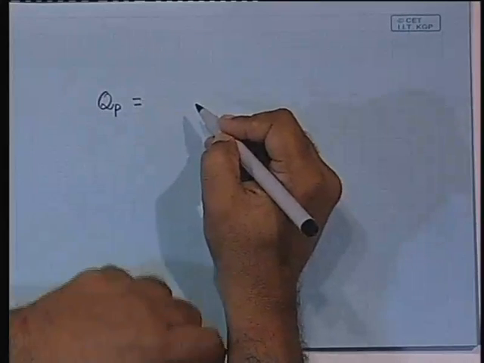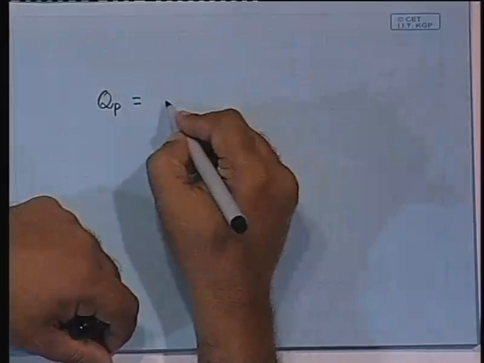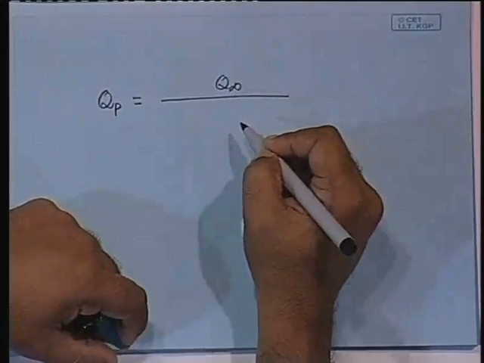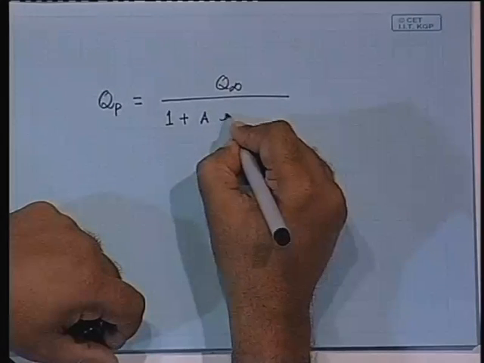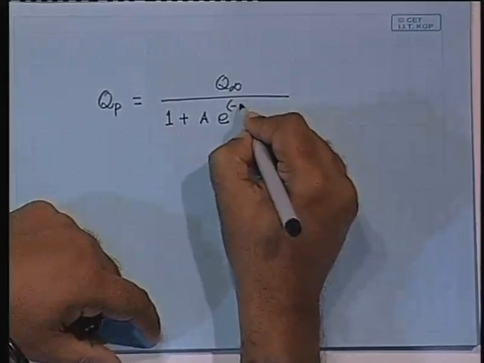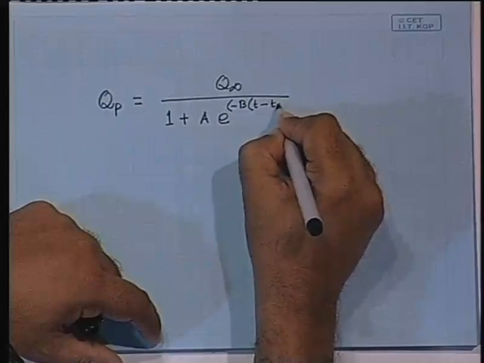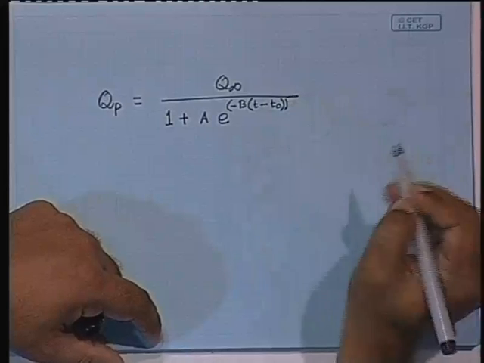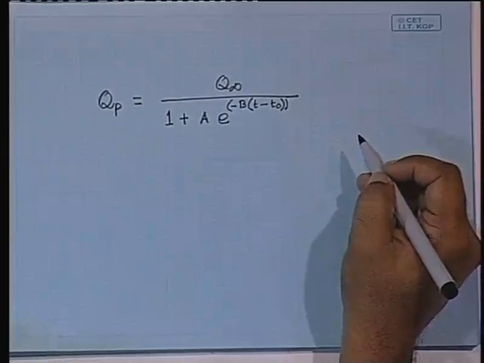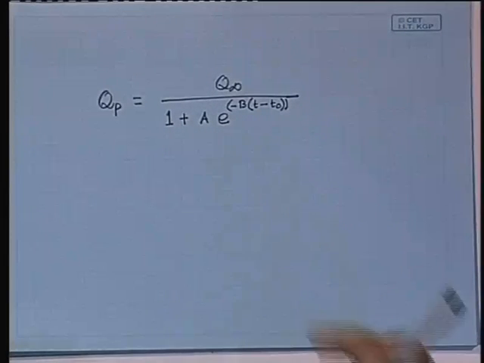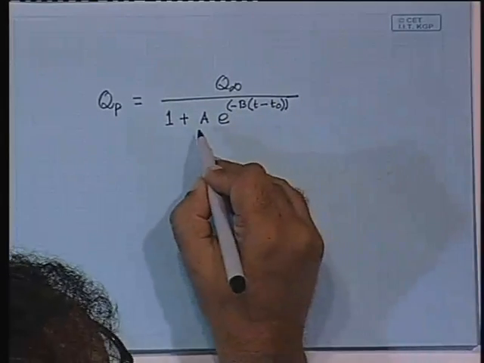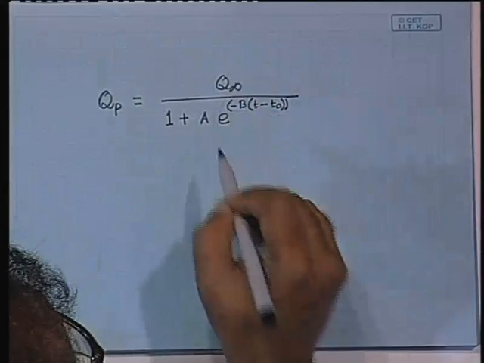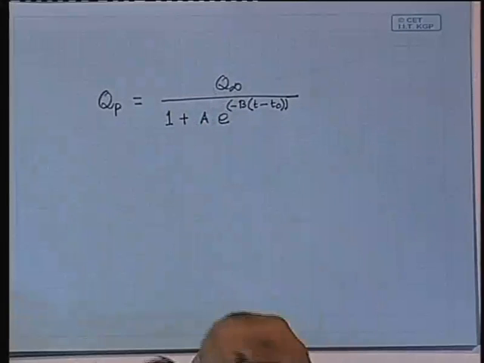So QP, that curve can be fitted into the equation Q infinity divided by 1 plus A e to the power minus B (T minus T naught). So this is the equation for the logistic, and if you can estimate the values of Q infinity, A, B and T naught, you can draw the graph.